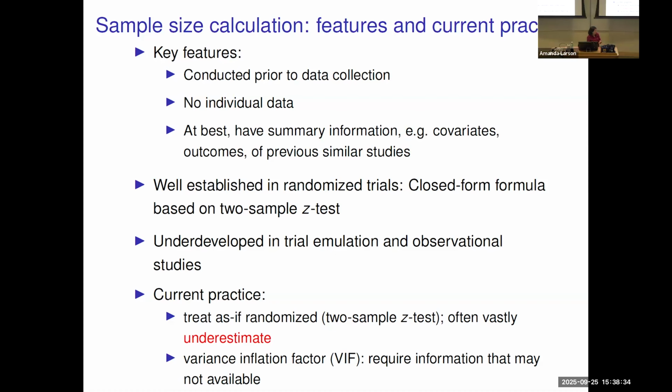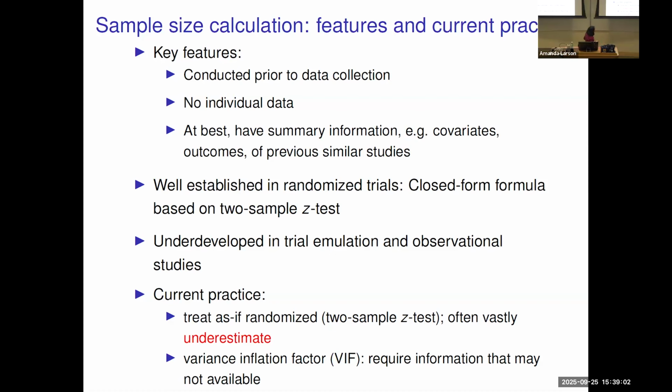And everyone knows that's not a good idea because you often vastly underestimate the sample size. And the other approach is the variance inflation factor. But even this method, while slightly more theory-backed, still requires information that is often not available. For example, one method asks you to give the distribution of the propensity score, the weights. How do we know that, right?